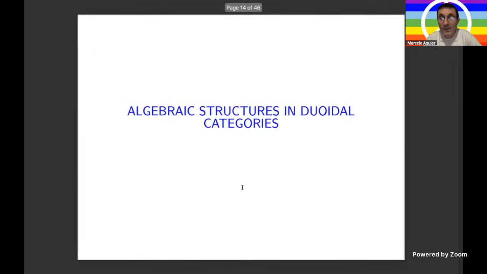All right, so what do we want to do? We want to consider algebraic structures in duoidal categories. In monoidal categories, categories with one monoidal operation, we can consider monoids, comonoids. And if the monoidal operation is braided, we can consider bimonoids. Well, what about duoidal categories?